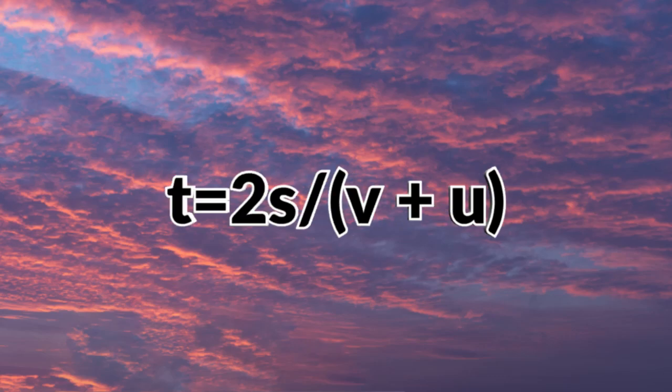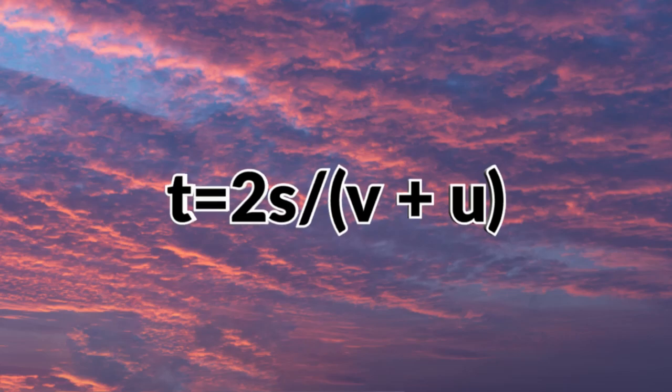Looking at the first equation, S equals 1/2 times the quantity V plus U, divided by T, and again doing some rearranging, we can calculate time. Let me just skip ahead to the final rearranged equation. T equals 2 times S divided by the quantity V plus U.